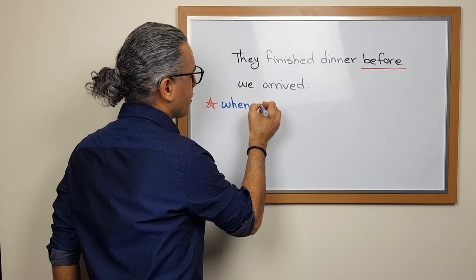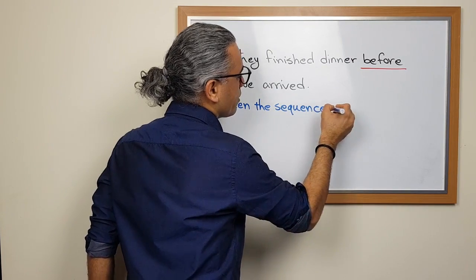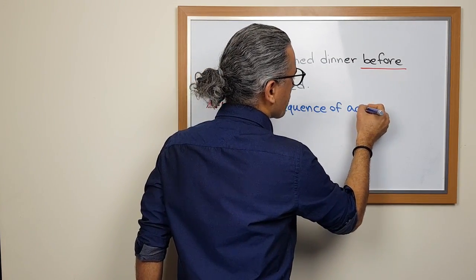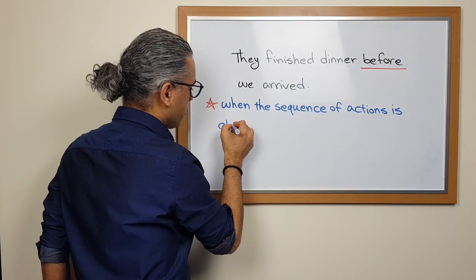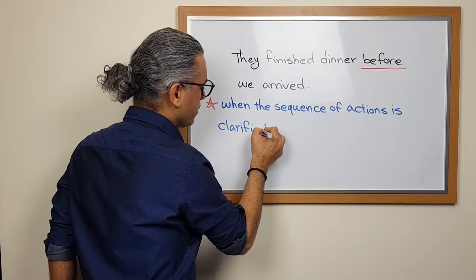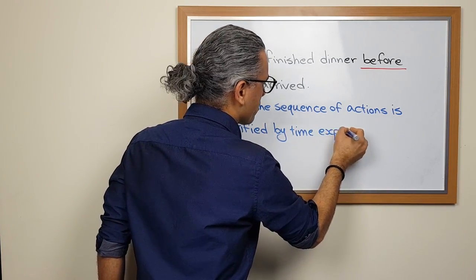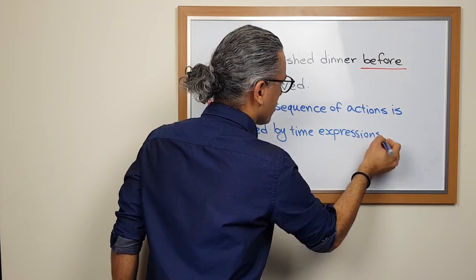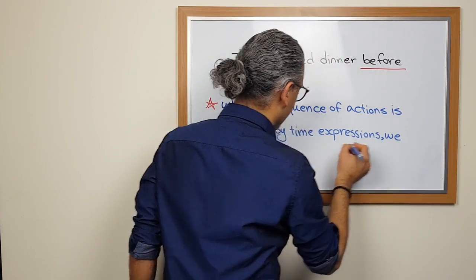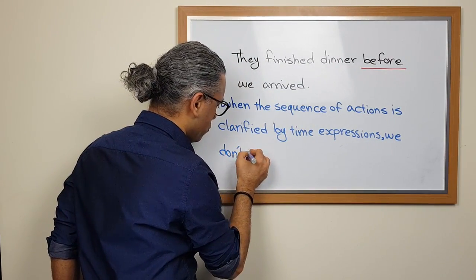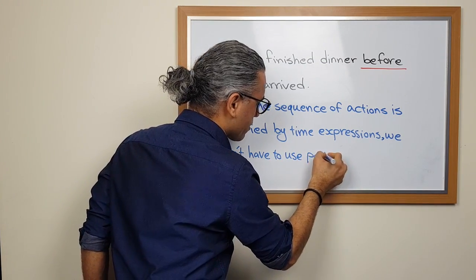When the sequence of actions is clarified by time expressions like before and after, we don't have to use past perfect.